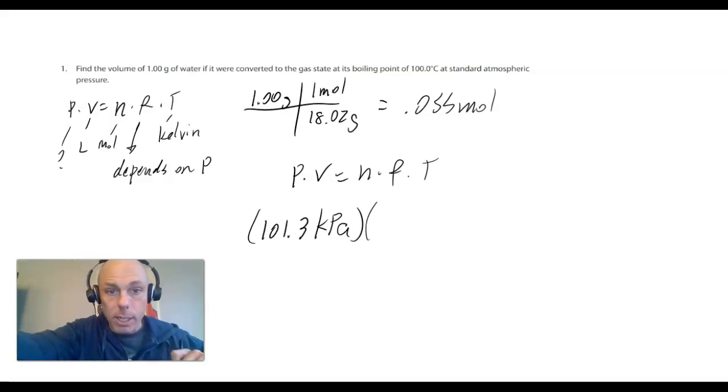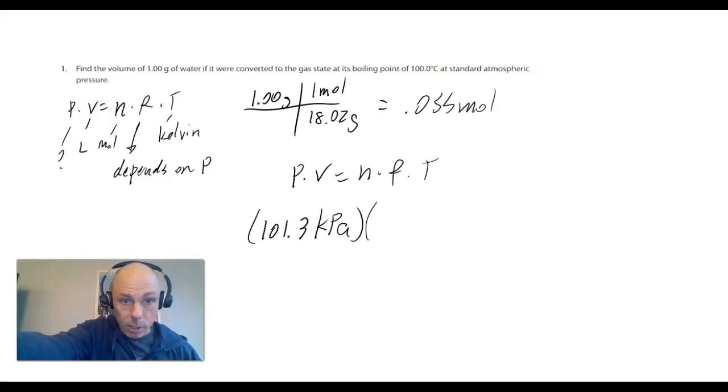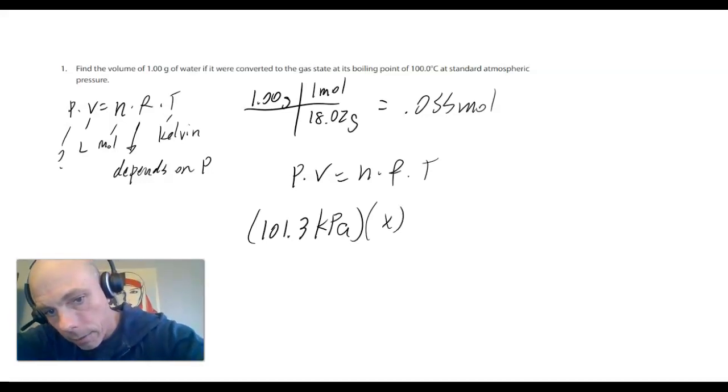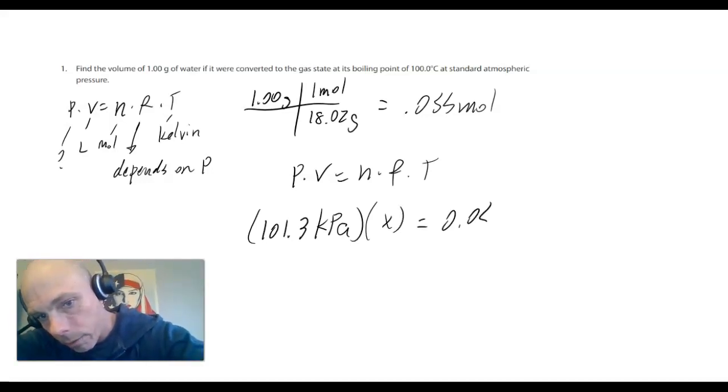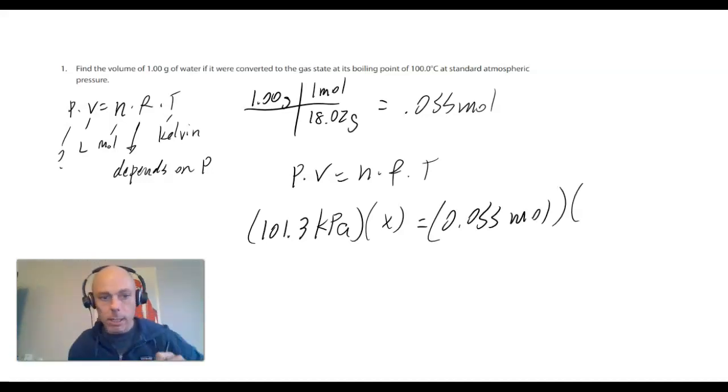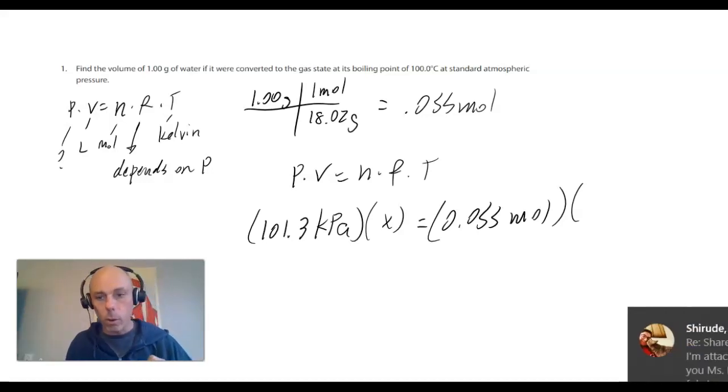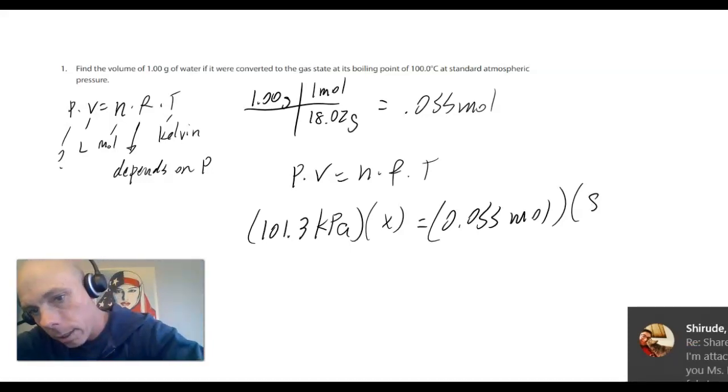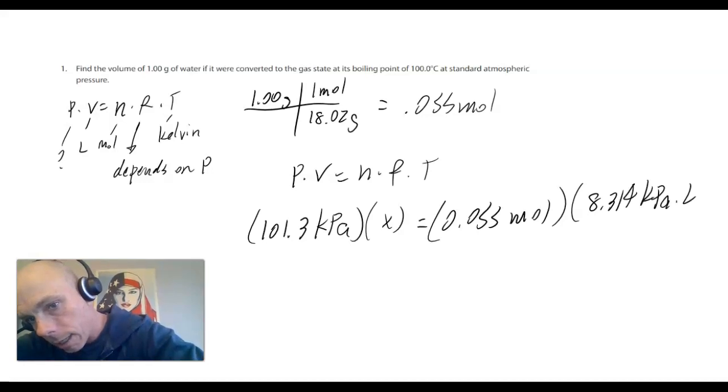The volume always has to be in liters. That is what we're finding. So I'm going to go X for liters. Moles was 0.055 moles. I'm going to pause because now we need to think, what R do I need to use? I need to use the R that has kilopascals in it. If you remember a moment ago from our book, the one with kilopascals is 8.314. So I'm going to put 8.314 kPa times liters over moles times Kelvin.